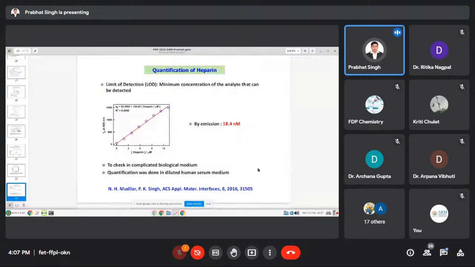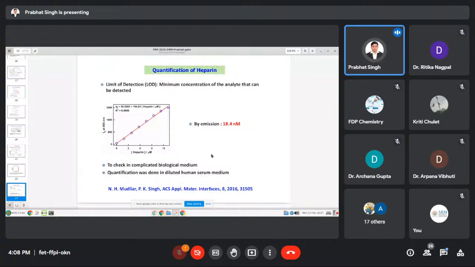So for that reason, you have to evaluate your sensor in complicated biological media, and you have to do it in the serum matrix. These 2 things have basically driven my research from 2016 to 2022. Yesterday only, I got a paper accepted in Sensors and Actuators on heparin, and this was my first paper in 2016.